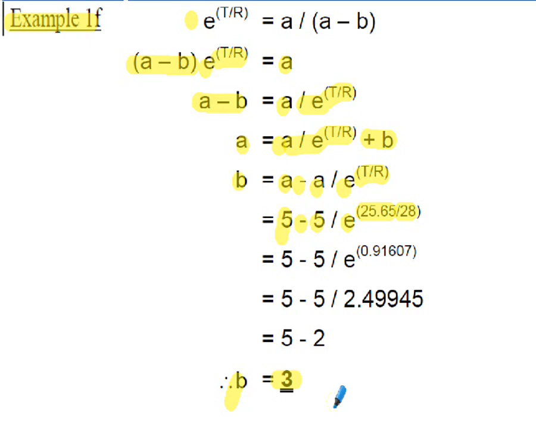If you're having trouble following the algebraic approach that I've used to rearrange the equation for b, what you could do is go back to the top line here and actually put in the numerical values for the a, for the t and the r, and you'll find it simplifies the equation slightly. It might help you transpose it in an easier fashion.